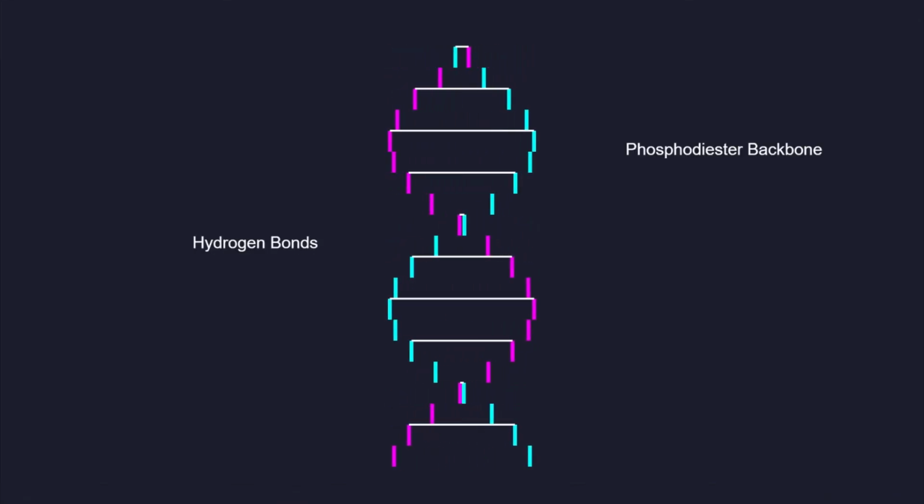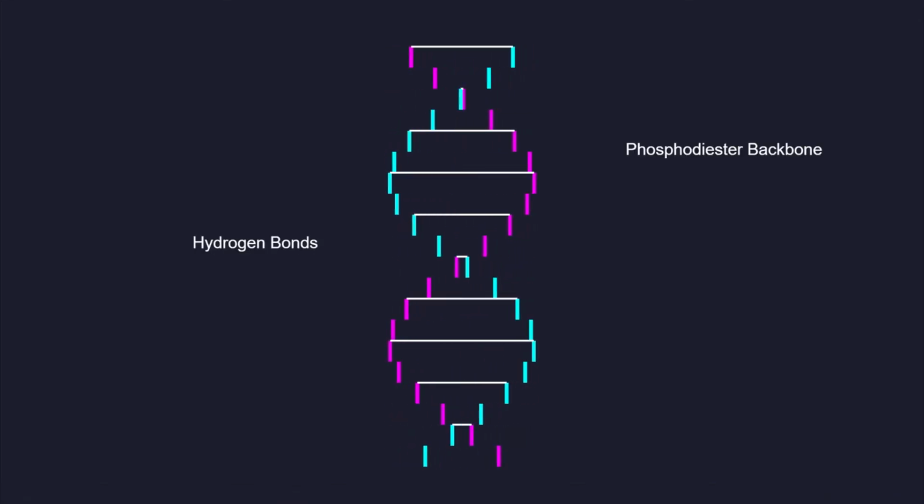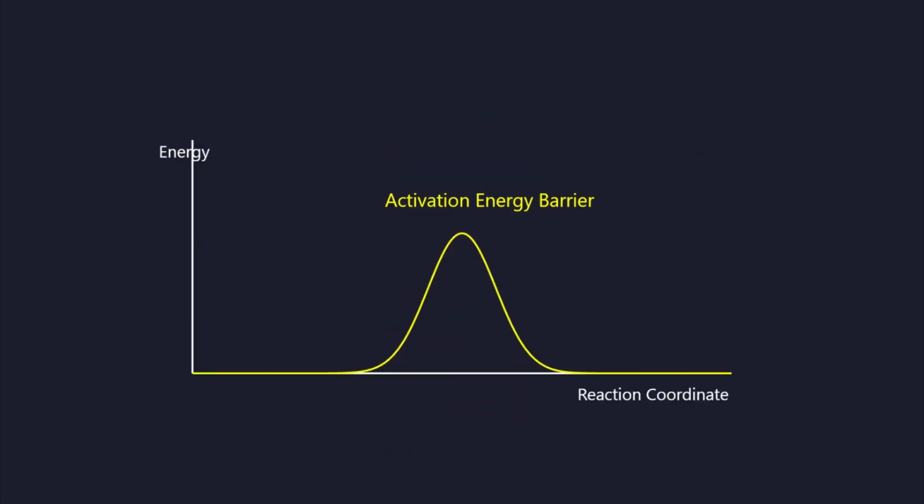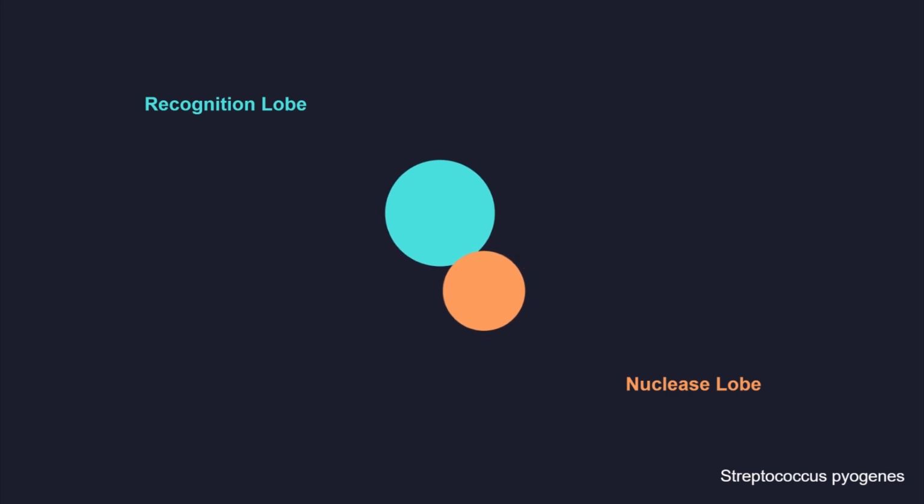Deoxyribonucleic acid stores genetic information within a double helix stabilized by hydrogen bonds and a robust phosphodiester backbone. Breaking this structure requires overcoming a high kinetic barrier through enzymatic catalysis. The Cas9 protein is a large bilobed endonuclease derived from Streptococcus pyogenes. It consists of a recognition lobe for binding nucleic acids and a nuclease lobe containing the catalytic machinery.